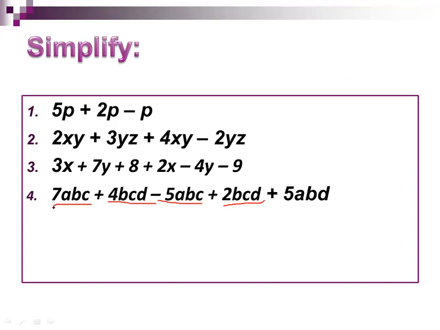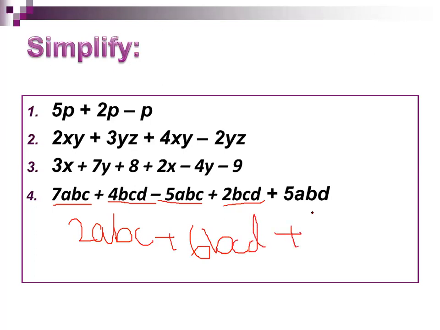Now 7ABC minus 5ABC. So what will it become? 7 minus 5, what? 2ABC. Then plus 4BCD and plus 2BCD, so it will become 6BCD. And your last answer will be 5ABD. Okay, so this is the end of the lecture. This is your final answer.